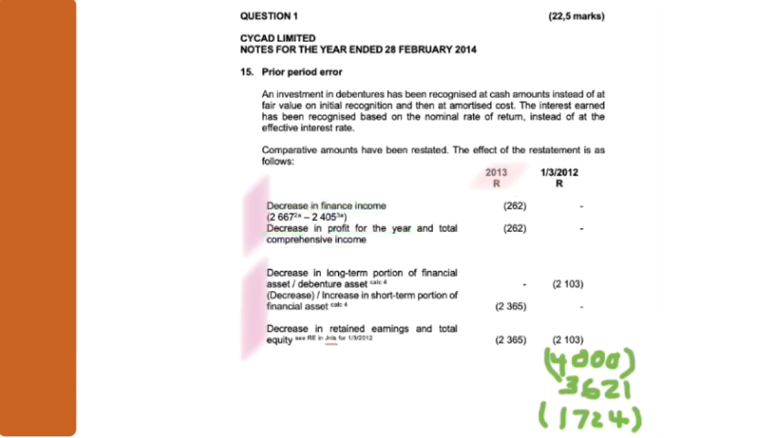If we then go over to the SFP part of the note, what items are affected? Well, the first one is your debenture asset, the investment. So there's a difference in the total balance between what was done and what should have been done. The total balance at the end of the comparative year 2013 is different, but you need to split that total balance between current and non-current.